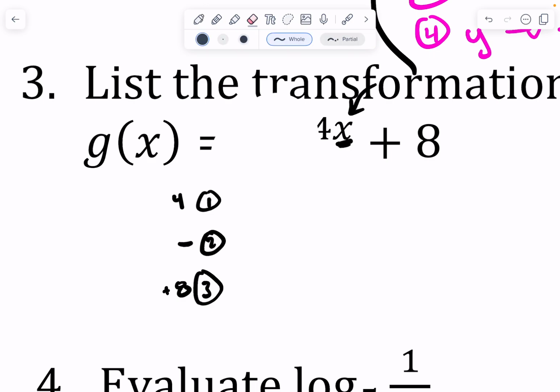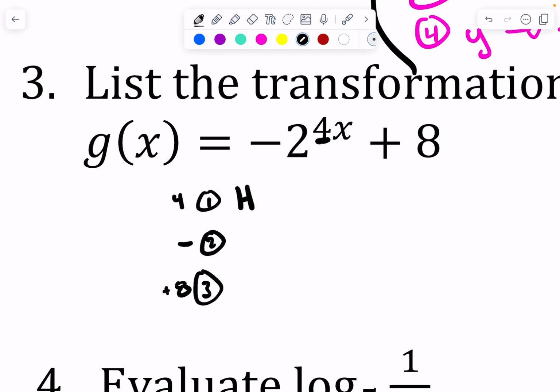Now, this 4, because he's in the exponent, is a horizontal something, and I have to use the reciprocal, so 1/4, so that's a horizontal compression because it's by 1/4. The negative is going to be over x, and the 8 is going to be up 8, so that's kind of how that boiled down, okay?